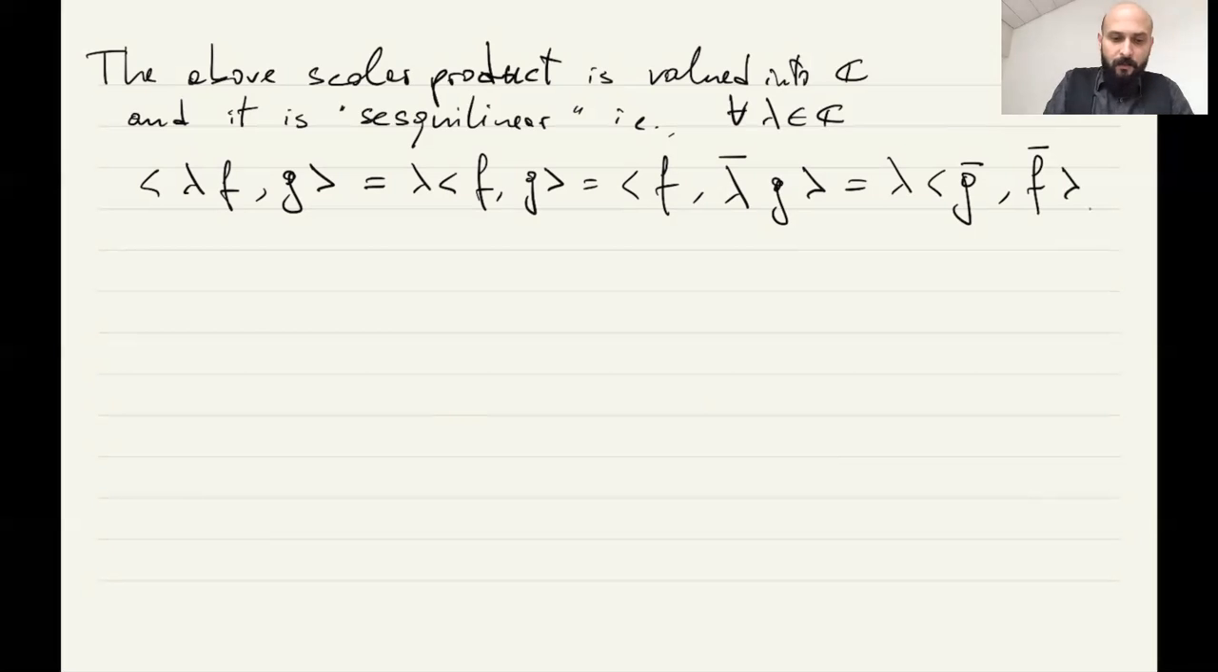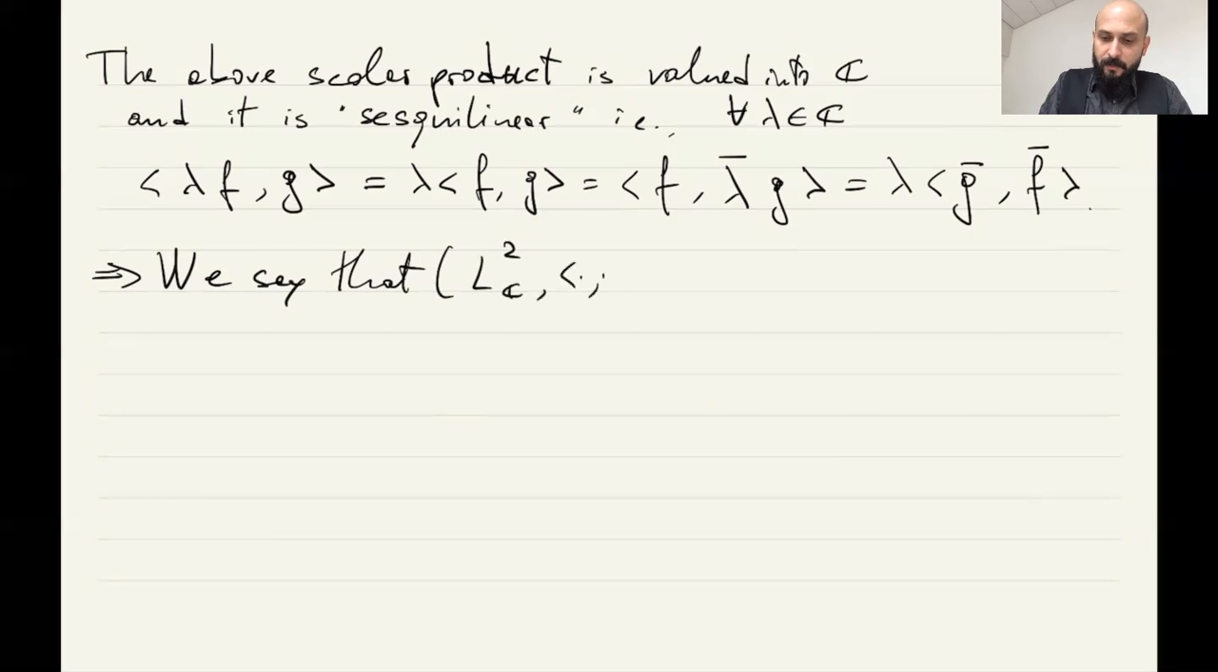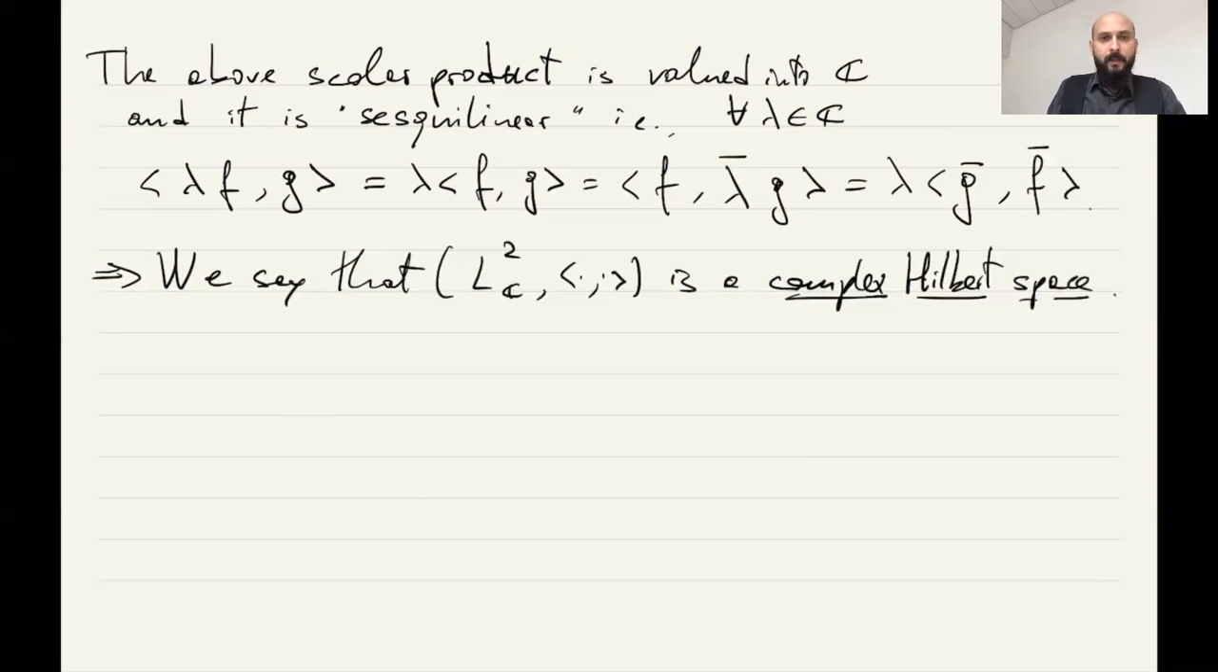Whenever we have such a structure, we say that the space, in this case L2 complex with the scalar product, is a complex Hilbert space. So it is still complete in this case. Okay. End of the comments about the scalar products.